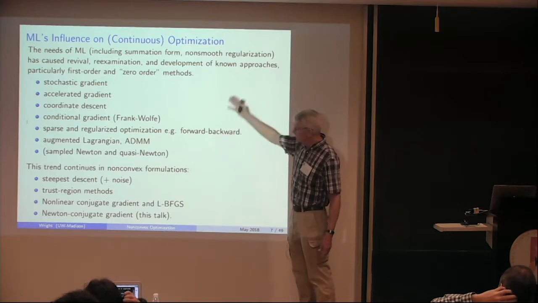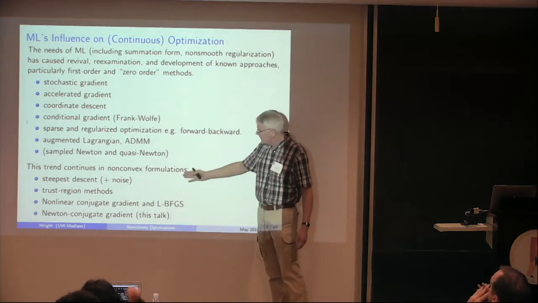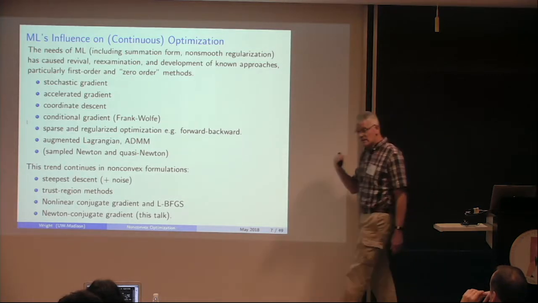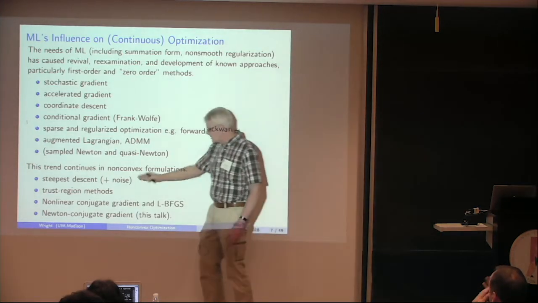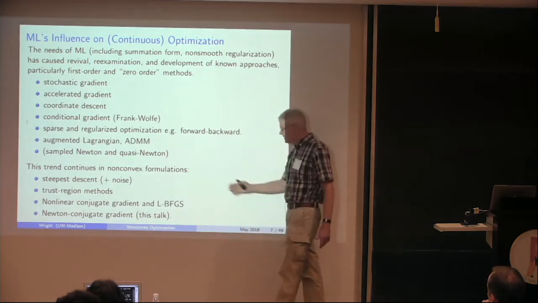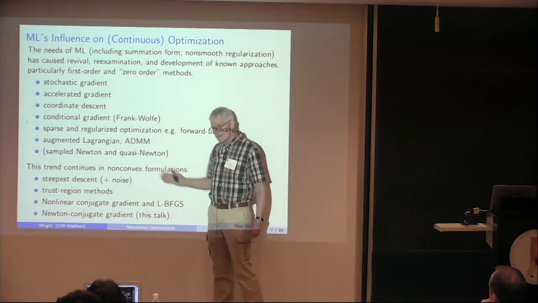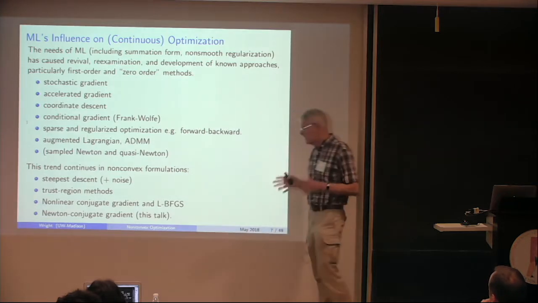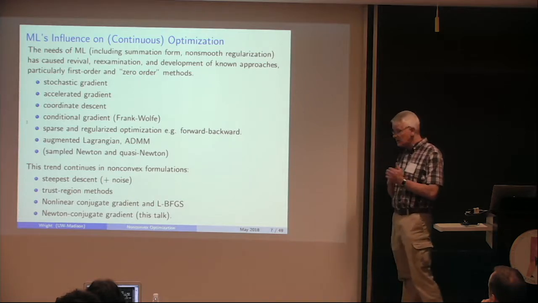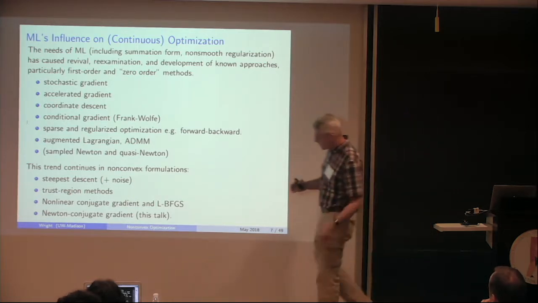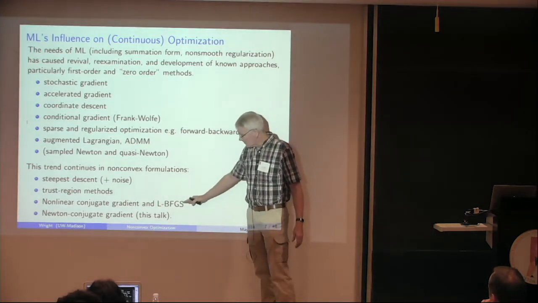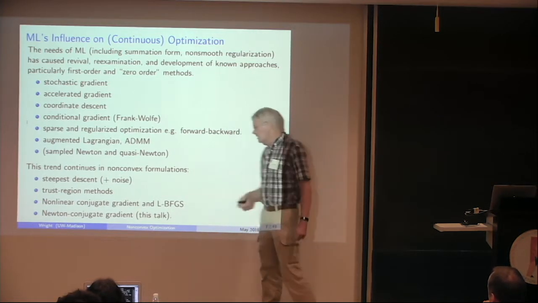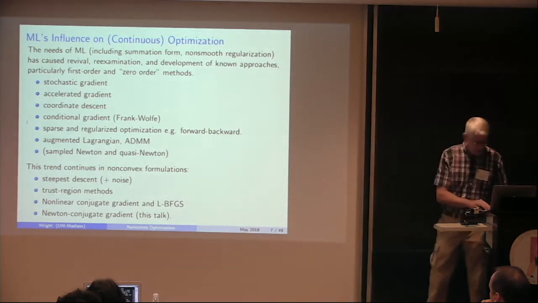And these are all sort of the convex case, most of them are convex, but even in the non-convex case, which is mostly what I'll talk about, this trend continues. So steepest descent, maybe with the injection of a little bit of noise to escape saddle points. There's been a lot of analysis of that recently in the non-convex context. Trust region methods traditionally have done better at non-convex problems than line search methods. And so there's been a little bit of a renewed interest in those. Nonlinear conjugate gradient and LBFGS, these are methods that work on non-convex problems. And then I'll talk a little bit about Newton's CG.